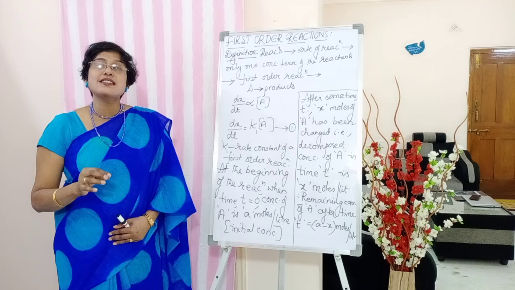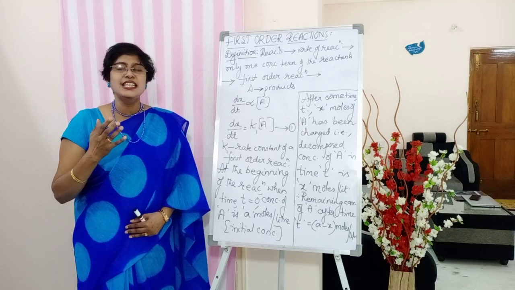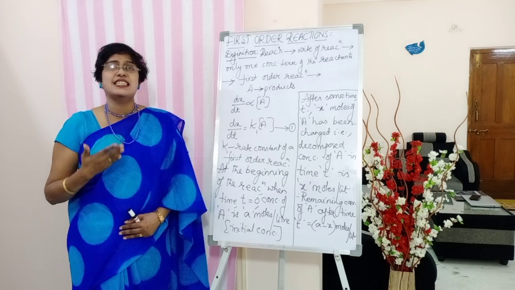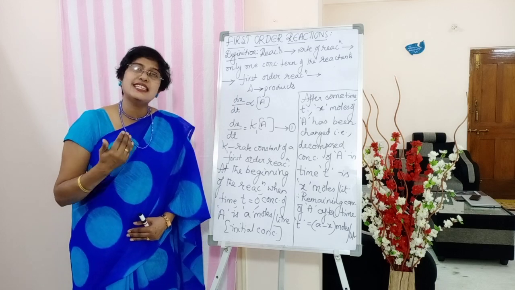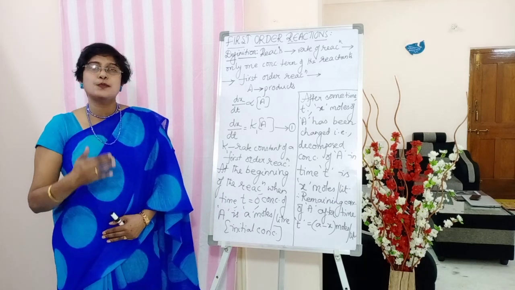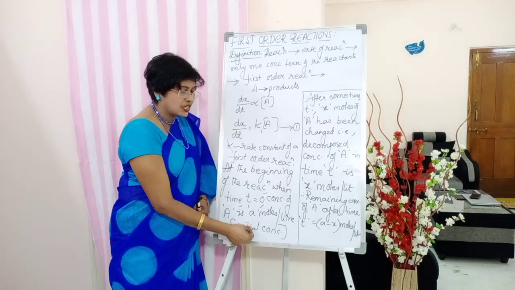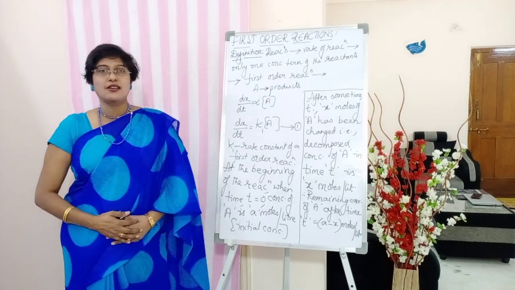Okay. So which is called the initial concentration. Initially the concentration of the reactant A, let us consider it as A moles per liter. Moles per liter are the units of concentration. So mention in the brackets: initial concentration.